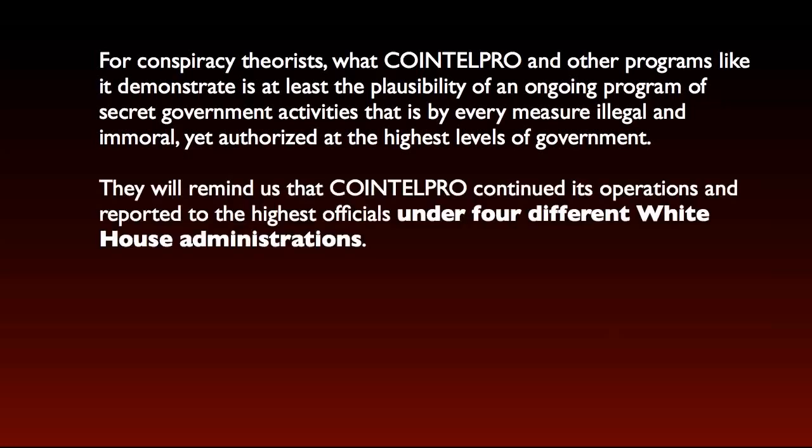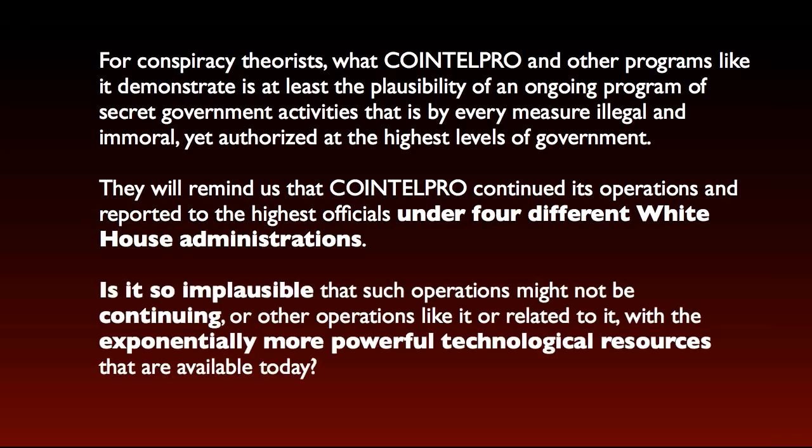They will remind us that COINTELPRO continued its operations and reported to the highest officials under 4 different White House administrations. Is it so implausible that such operations might not be continuing, or other operations like it or related to it, with the exponentially more powerful technological resources that are available today?